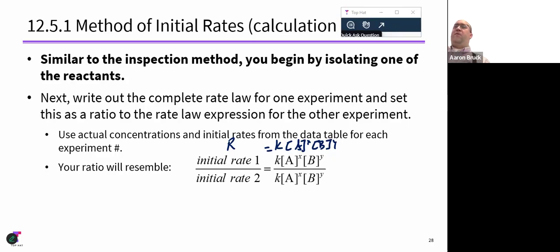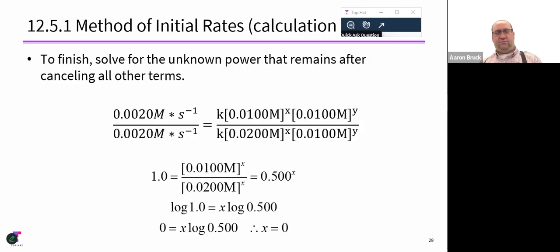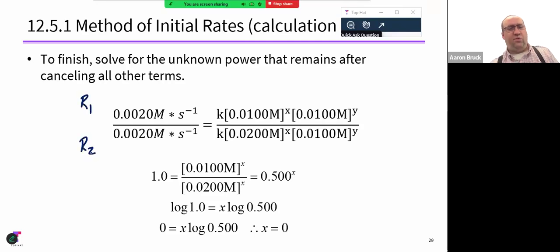So we take the information from experiment 1, we write out its rate, and we fill in all the blanks. So instead of A and B, we would put in the actual concentrations from the table. And then we take our second reaction and we do the exact same thing. So if we follow this all the way through, the first comparison that we did was reaction 1 versus reaction 2. And so I can see R1 on top, R2 on the bottom.